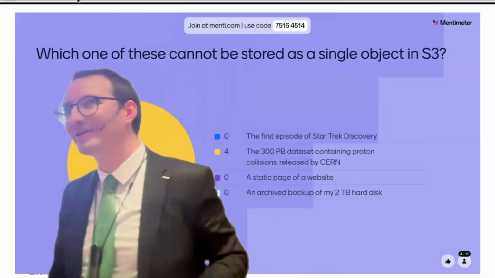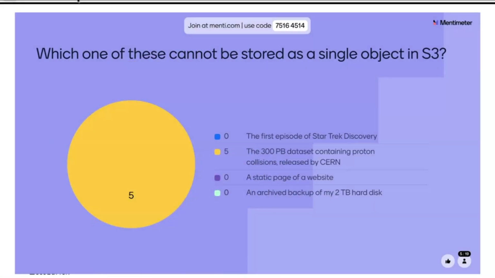So which one of these can you not store in S3? Is it the first episode of Star Trek Discovery? Is it the 300 petabyte data set of the collisions at CERN with the Higgs boson, a static page of a website, or an archive backup of your 2 terabyte hard drive?